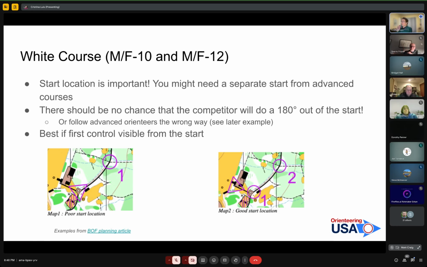And our guidelines are not necessarily the same as the British or the Norwegian. They're not exactly the same, especially when it comes to yellow or in-between courses. Sometimes there are courses sort of in between white and yellow, but a lot of the ideas still hold.